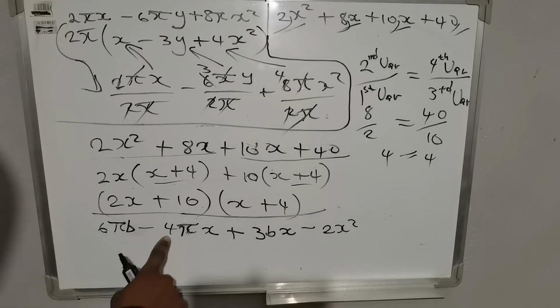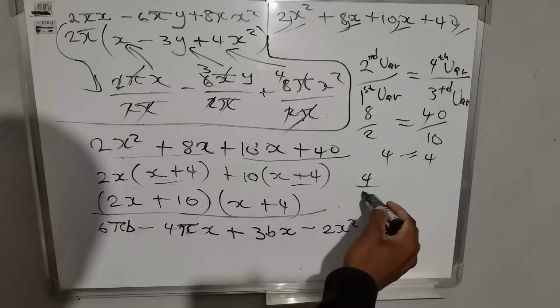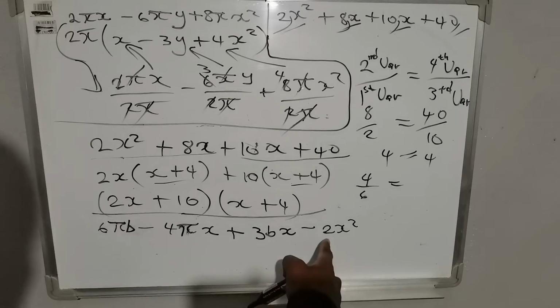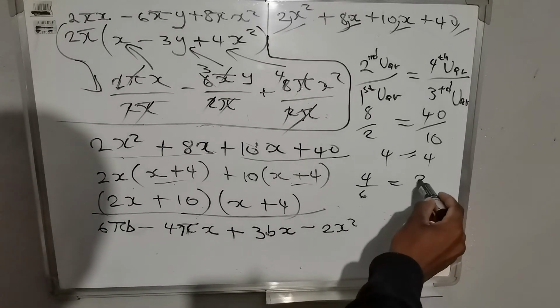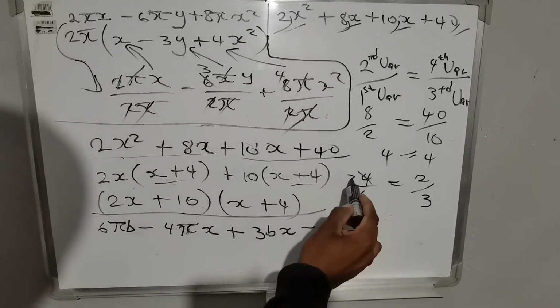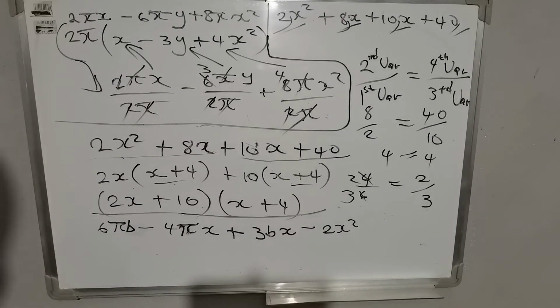If we divide 4 by 6, what do we get? Let's write here 4 by 6, and if we divide by 2, we get 2 over 3. Okay, we know that here 2 is the greatest common factor. Then our method of checking is fitting. So we've got what we wanted.